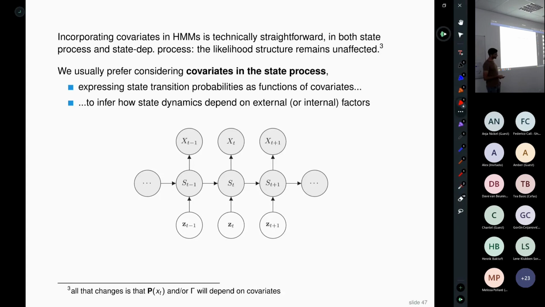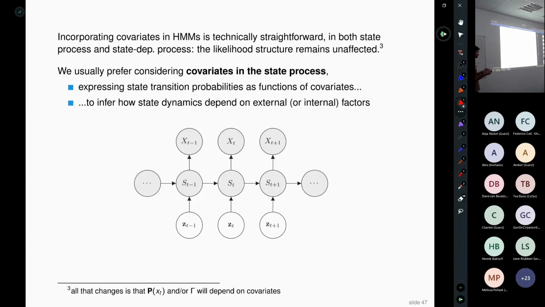We can have covariates like temperature, for example, habitat quality, things like that, whether it's raining or not. We can have these covariates affecting the step length distribution, or we can have them affecting the transition probabilities. We usually prefer the latter. We usually prefer having covariates in the state process so that the probability of switching, say, from resting to traveling depends on the temperature.